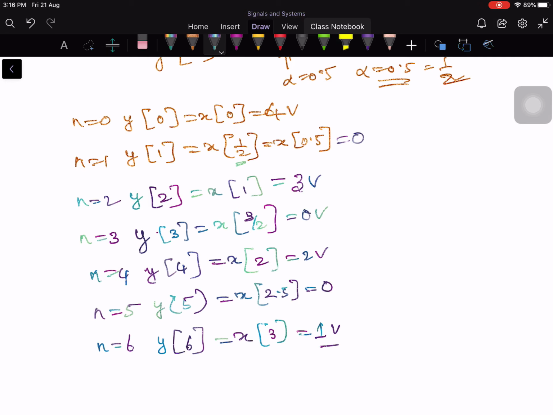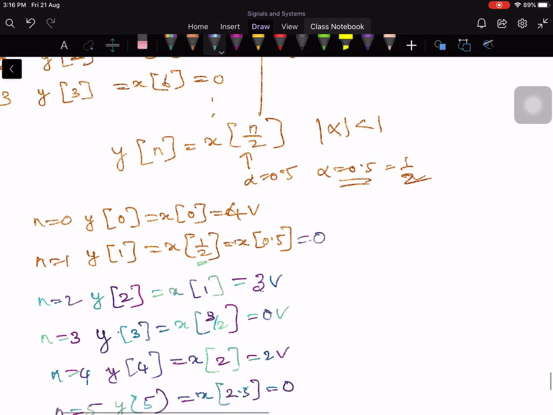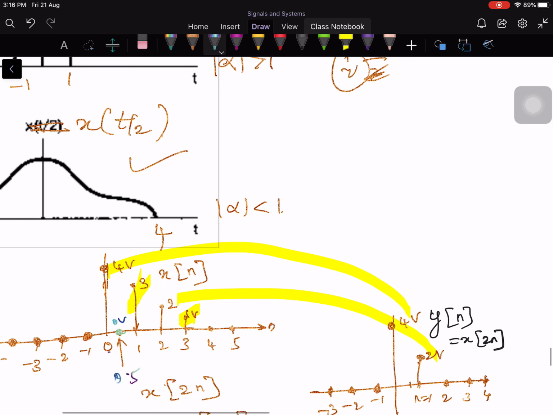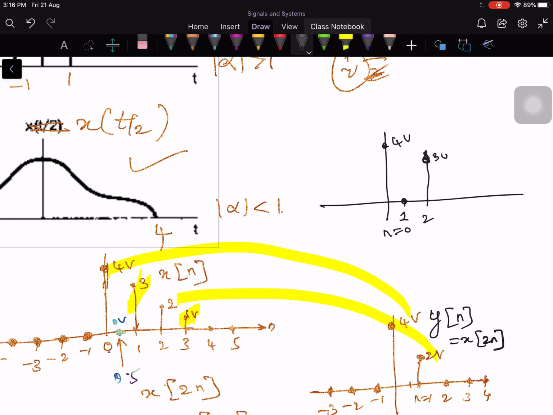And if you plot these values, it looks like this. When n is equal to 0, then you have 4 volts. When n is equal to 1, 0 volts. When n equal to 2, you have 3 volts. At 3, no value. At 4, it has 2 volts. At 5, no value. At 6, it is 1 volt.